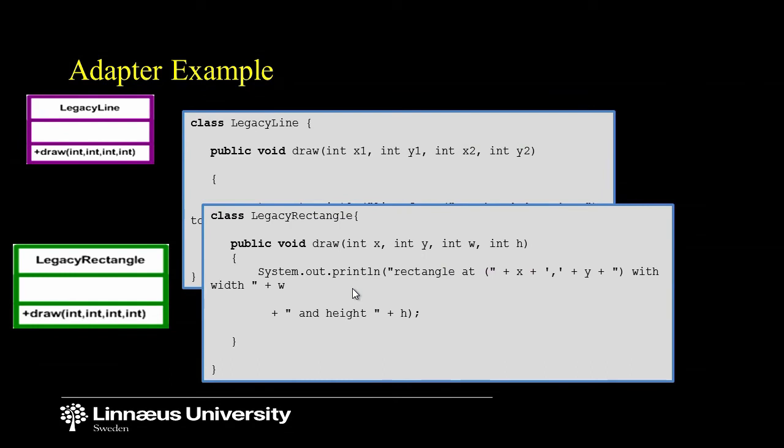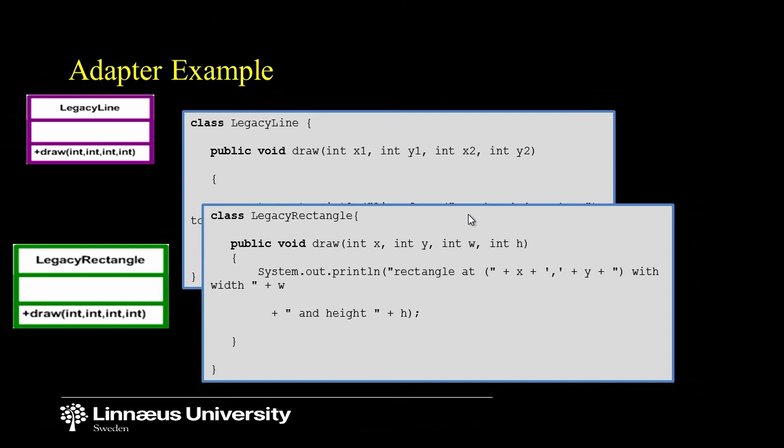We have two legacy abstractions, one for the line and one for the rectangle. And what you can see here is that we have different parameters for this method draw. Here you have the two coordinate pairs. Down here we have one coordinate pair and then one width and one height. What we would like to do now is to create a very simple drawing editor, and we would like to store rectangle objects and objects representing lines in some collection, and then from time to time we need to redraw the screen. So we need to traverse this collection and invoke the draw method for each and every object in there.